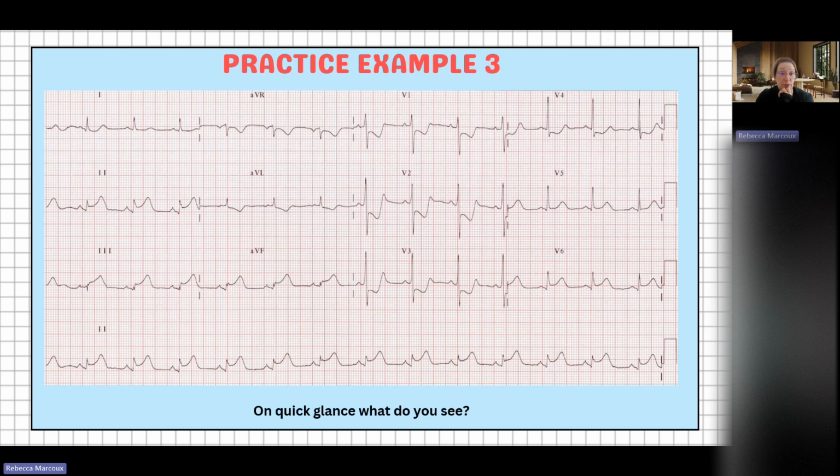Yeah, absolutely. Nina says ST elevation 2, 3, AVF. Yeah. So lead 2, lead 3, and AVF all have some ST elevation. So this is immediately an inferior STEMI. What else do we see?